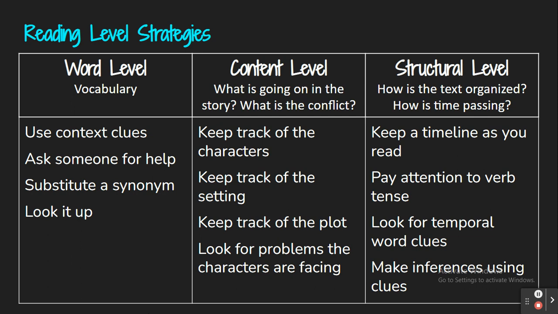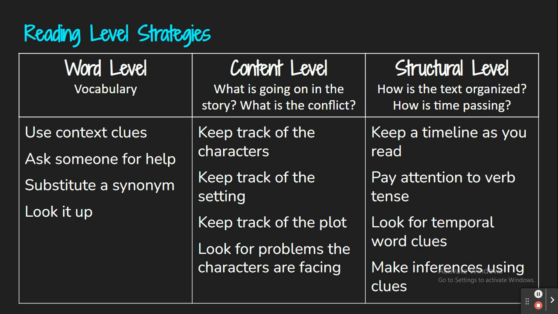Next, let's take a look at content level. Again, this is what's going on in the story, what's the conflict, things like that. You're going to need to keep track of those elements of fiction that we've been talking about. So keep track of the characters, keep track of the setting, keep track of the plot, look for problems that the characters are facing. Make sure that you are oriented as the reader.